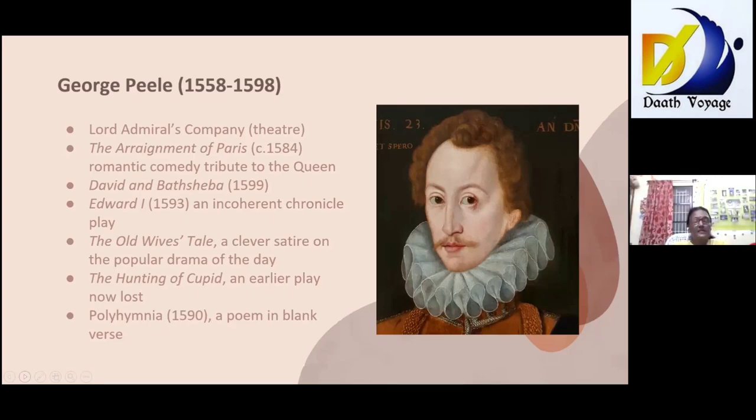And he has written a poem also in blank verse, and the title of the poem is Polyhymnia, which was published in 1590. So that is George Peele.